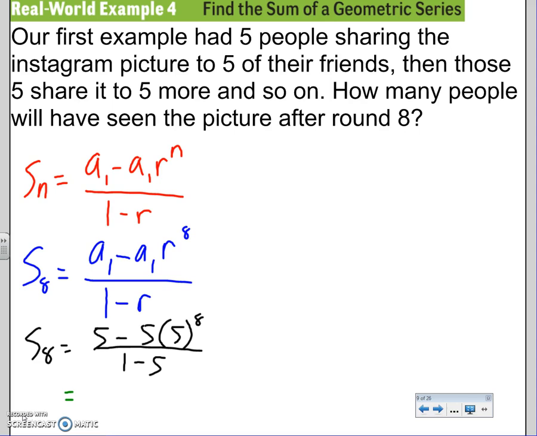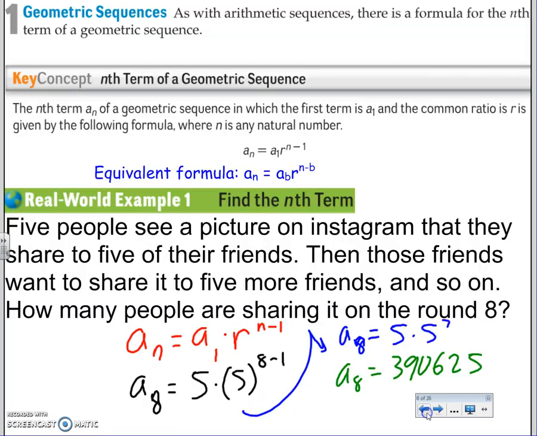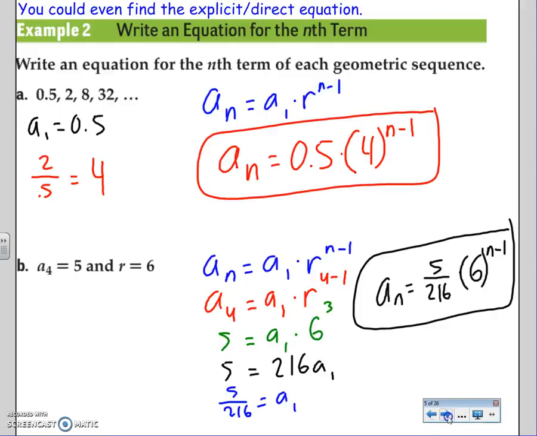And that gets us 488,280 people. Alright, so 488,000 people see the picture. If we go back to our original example, remember 390,000 were sharing it at the very end. So those 390,000 are from the last round, and the other 90-ish thousand come from the previous rounds.